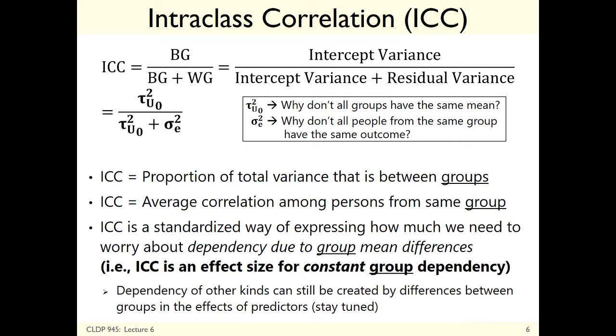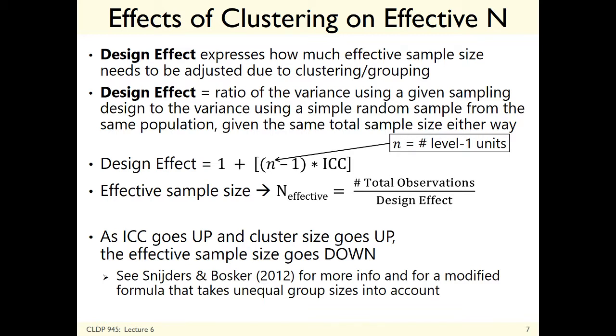Nope, nope, nope. Here's why. Here is the one new concept for this entire unit, folks: design effect. Statistically, it is the ratio of the variance using a given sampling design to the variance that you would have had using a simple random sample from the same population, given the same total sample either way. In English, it is an index of how screwed you are by your clustering. That is what it means.